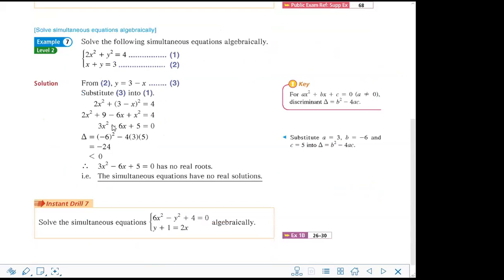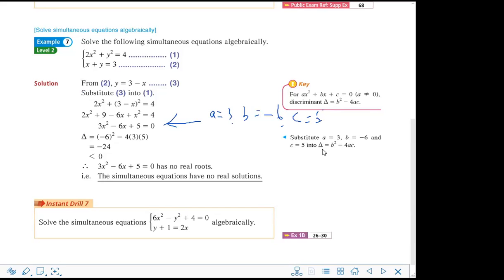Example 7. Sometimes when you combine the two equations and form a simple quadratic equation, you'll find that A is 3, B is -6, and C is 5. And when you use program 1, you will get math error, which means that there will be no real solutions, okay? No real solutions.